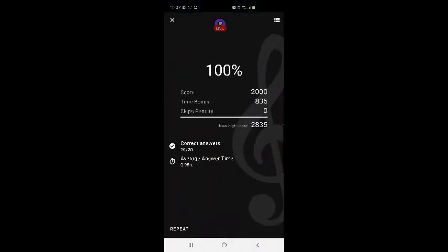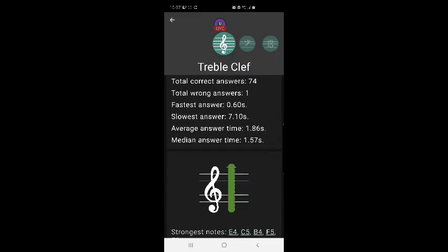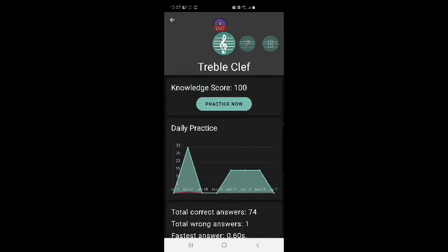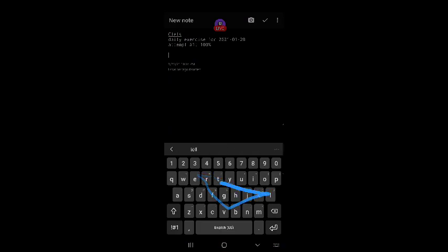Because in addition to this, they have your daily exercise. You can go into the clefs and say, I want to practice the different clefs. So I'm gonna say, Treble Clef quick practice. This is bass clef.